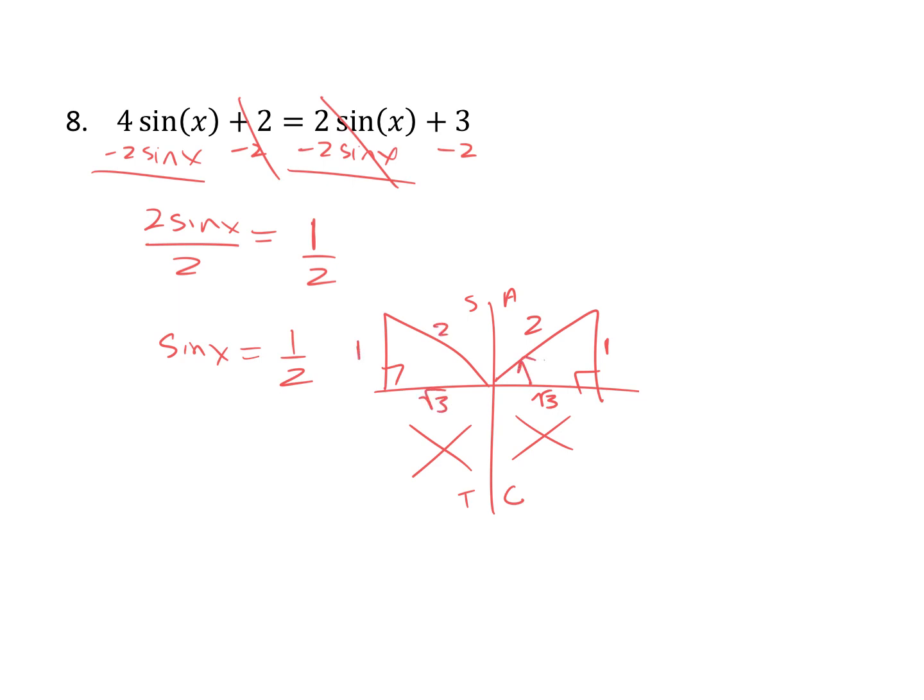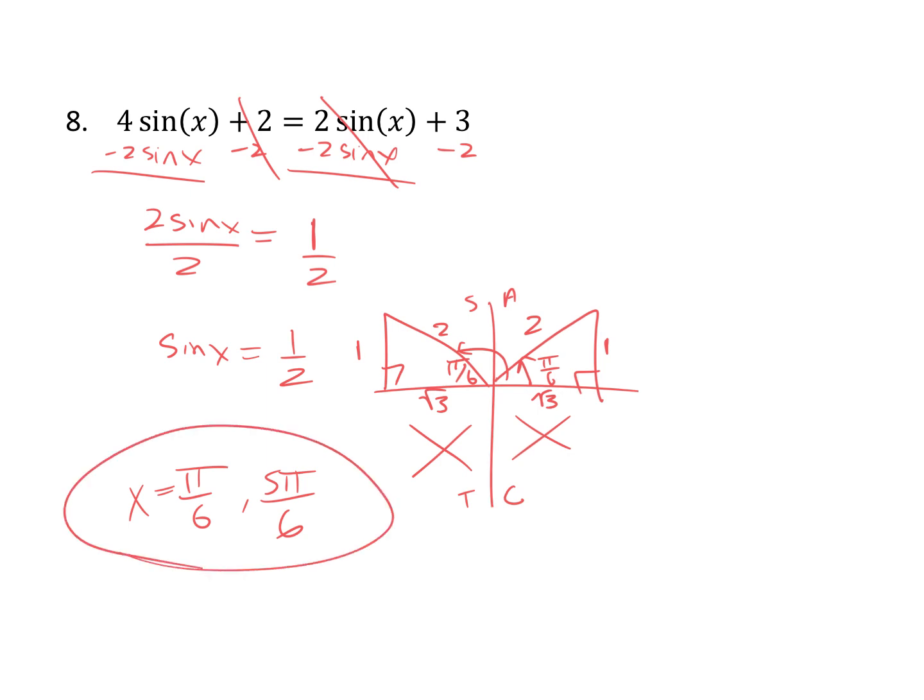Okay, so what angle is this? I think it's a pi/6 angle. So one of my answers is pi/6. And then what's the other answer? That's going to be 5 pi/6, right? What rotates to a pi/6 angle. Okay, so my answers to this are pi/6 and 5 pi/6. And luckily for number 8 here, we don't have any extraneous solutions. There are no denominators, and there are no other trig ratios besides sine.